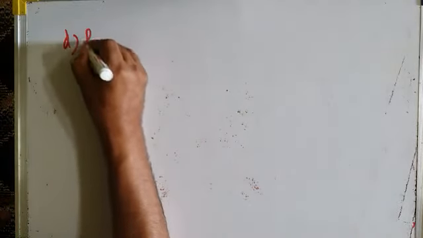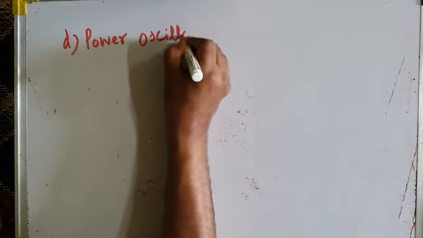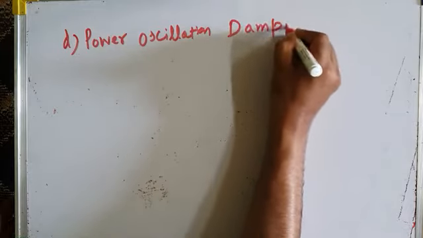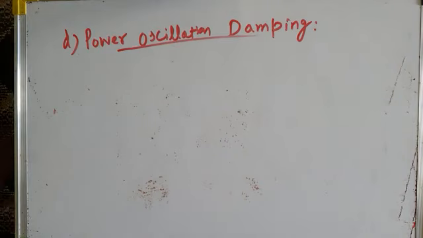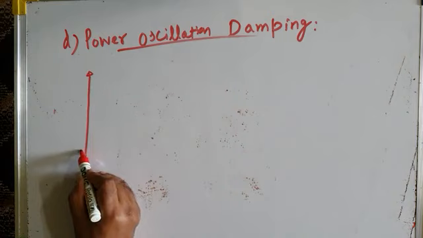And the fourth advantage is power oscillation damping, or electromechanical oscillation damping. A series compensated system, just like a shunt compensated system, very quickly damps the electromechanical oscillations which are there because of some small disturbance. Okay, so this can be explained with the help of some figures.